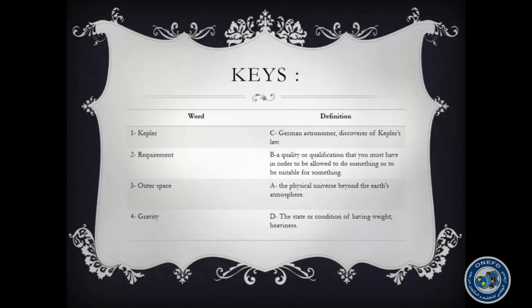As you can see, the first word Kepler is with C. Kepler is a German astronomer. Maybe you know it by the word Kepler's law. And second, requirement with B. And the third word outer space with A. And finally gravity with D. Good, did you get it? Good, excellent. So let's move on to the next step.